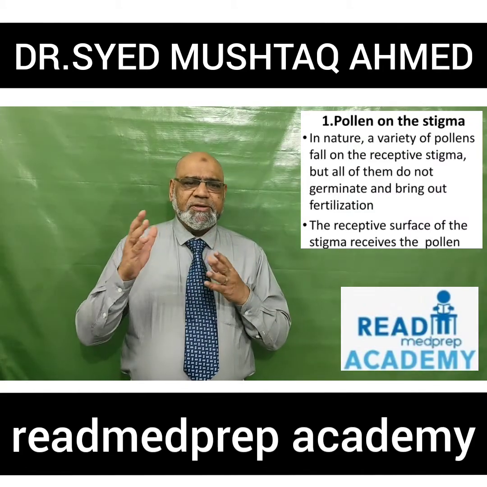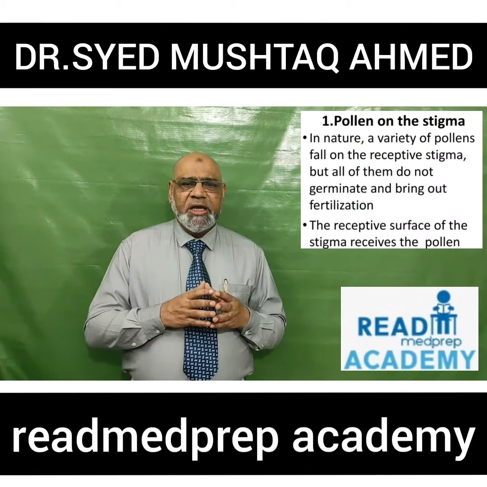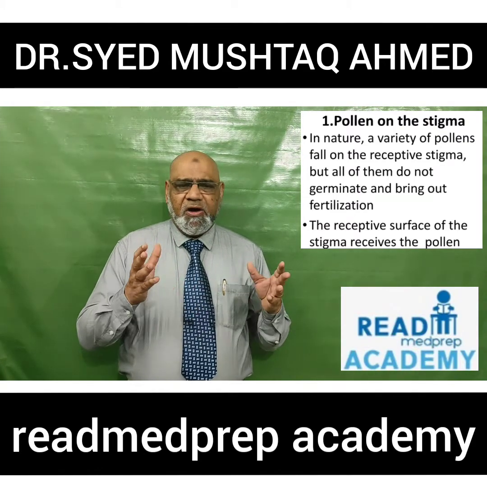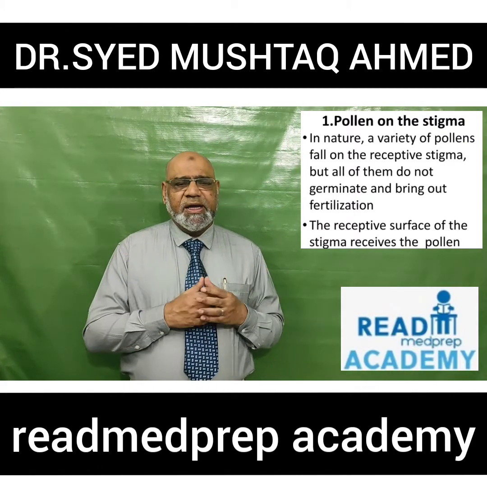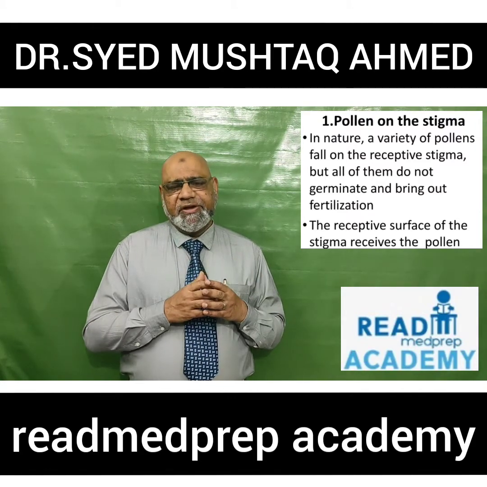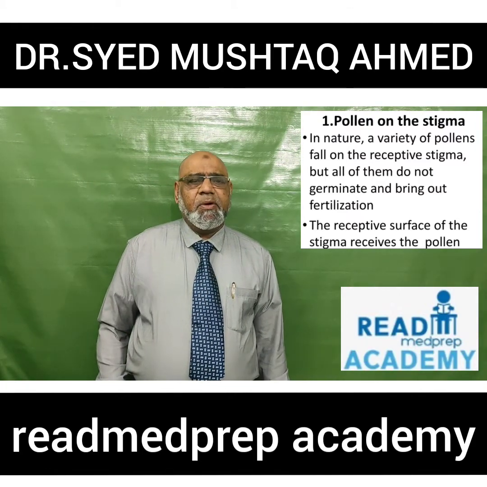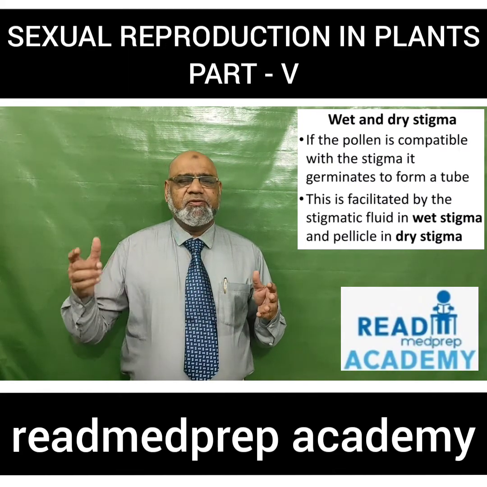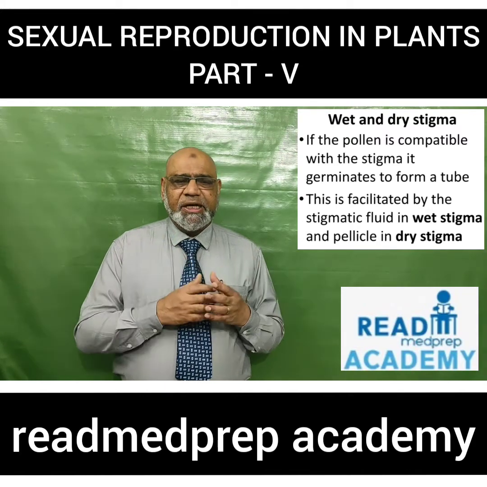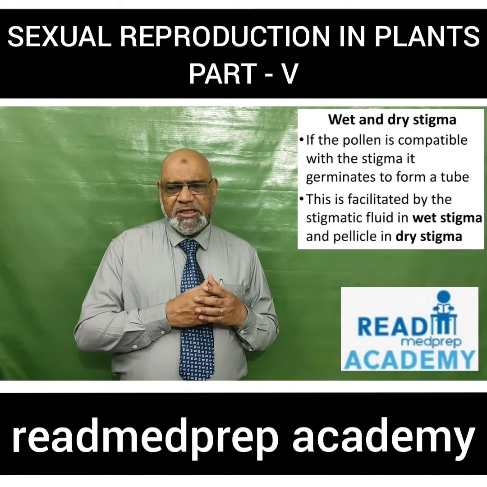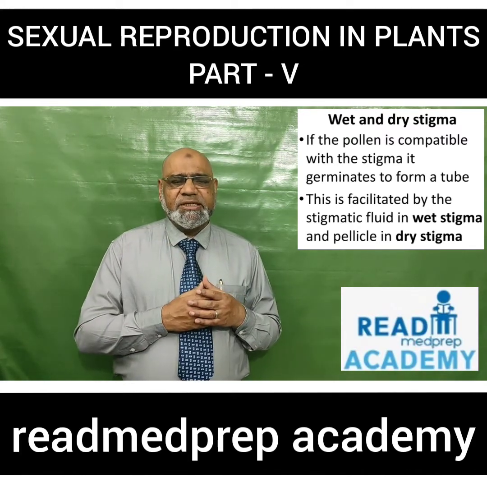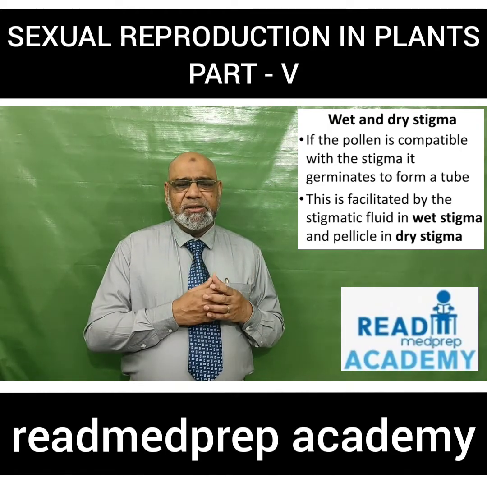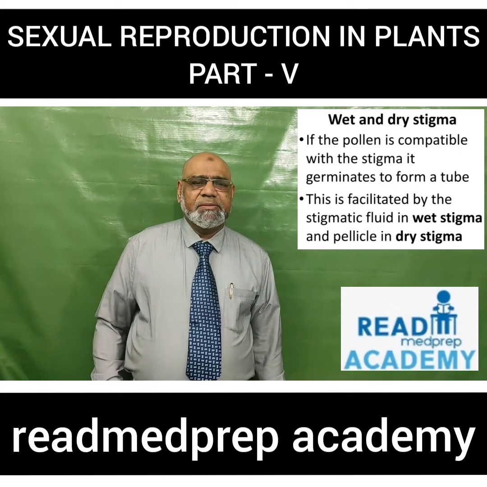When the pollen falls on the stigma, in nature, a variety of pollens fall on the receptive stigma, but all of them do not germinate and bring about fertilization. The receptive surface of the stigma receives the pollen. If the pollen is compatible with the stigma, it germinates to form a tube. This is facilitated by the stigmatic fluid that is present, and this type of stigma is called wet stigma. And sometimes it is facilitated by the pellicle. This type of stigma is called the dry stigma.